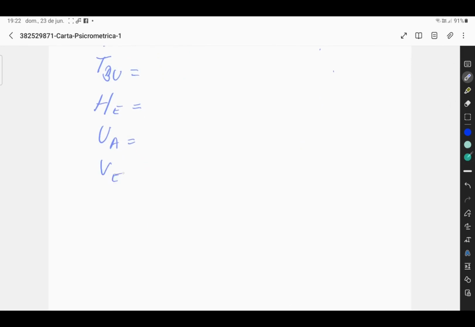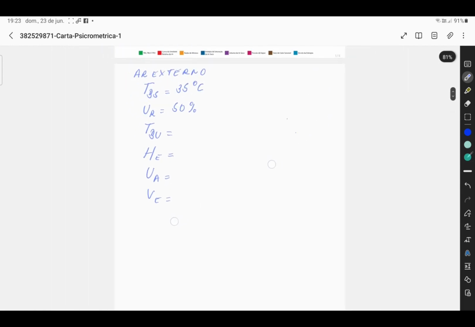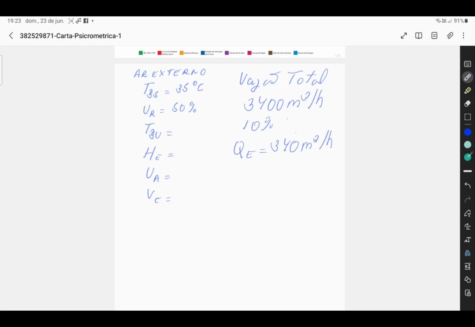The specific volume. Let's do the following. Our total flow of our equipment will be 3,400 m3/hour, and the renewal will be 10%. So the flow rate of the outside air will be 340 m3/hour. The return flow rate will consequently be 90%, which will be 3,060 cubic meters per hour.